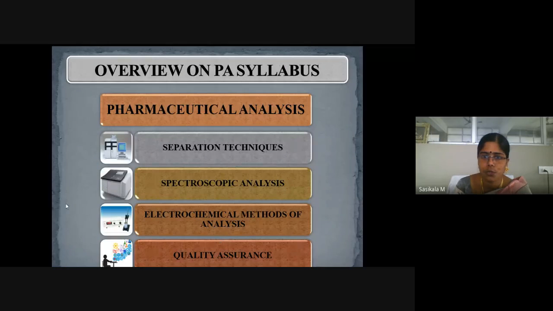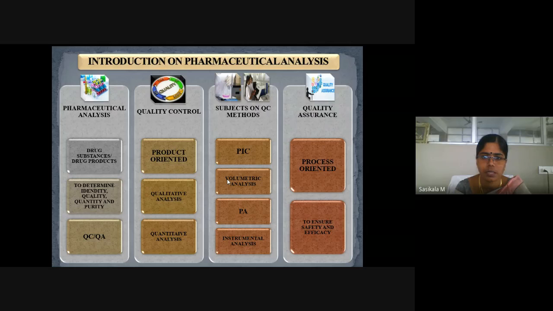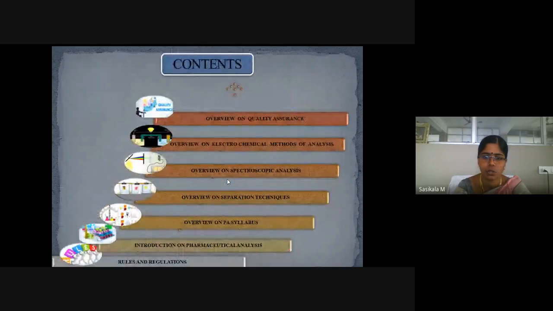Next, let's move on to what are the different categories of topics available according to your syllabus. Your whole syllabus is divided into 4 divisions. So before moving on to the syllabus, let's revise from the beginning. You are going to see about rules and regulations, pharmaceutical analysis introduction, syllabus overview. Then under syllabus there are 4 categories, their overview: separation techniques, spectroscopic analysis, electrochemical methods of analysis, quality assurance.